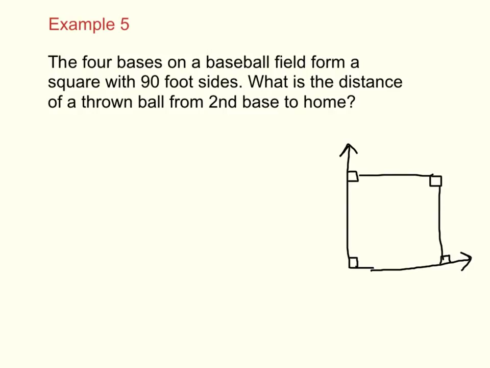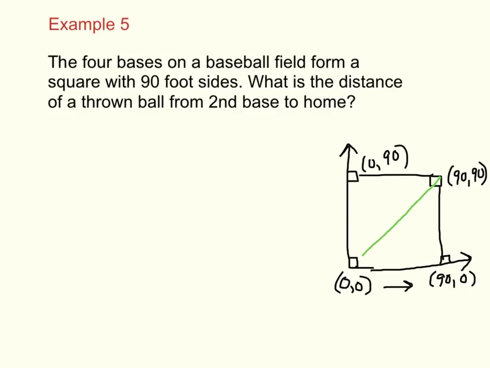So you know there's 90 feet between each one, so this would be the ordered pair 0, 0. This would be 90, 0, because this is 90 feet between the bases. This is 90, 90. And this would be 0, 90. Now, if you wanted to find a ball thrown from second base to home, you could either use Pythagorean theorem, a squared plus b squared equals c squared, or you can use the distance formula.